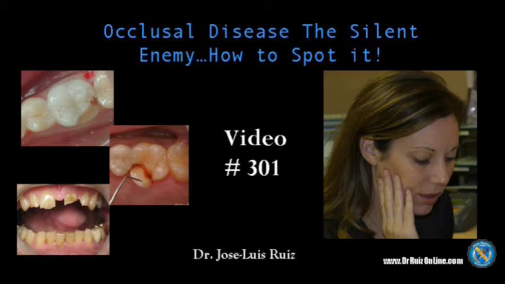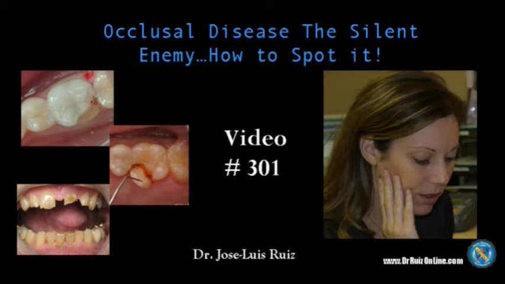This subject is very interesting because truly occlusal disease is a silent enemy, because we see the effects of occlusal disease every day in our practice. Our patients suffer from the consequences of occlusal disease, the pain, the destruction of their teeth, the discomfort, and they're not even aware that this is caused by occlusal disease. So it truly is a silent killer.